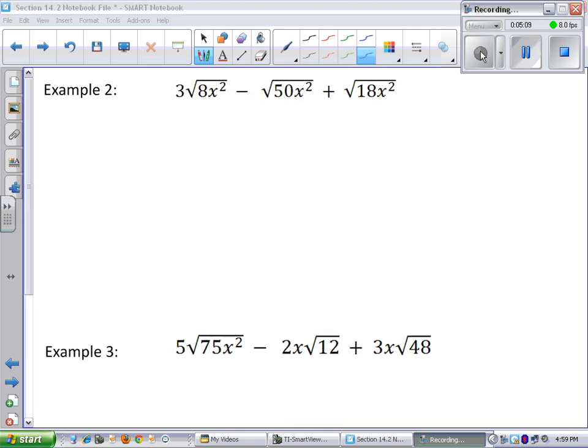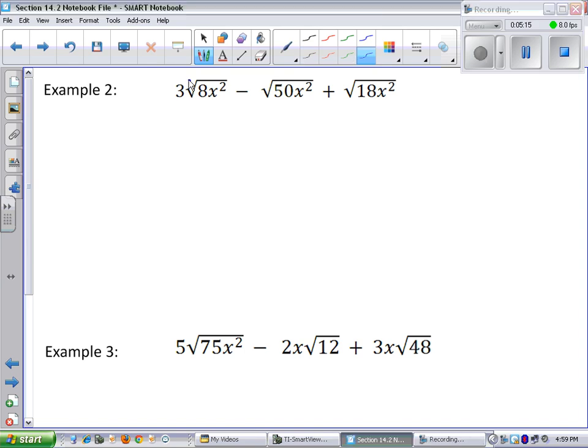Example 2. Now, the square root of x squared, the square root of x squared, and the square root of x squared. Anytime I have the square root of x squared, 2 goes into 2 evenly, and it will come out and become x. So I think I'll just take care of that right off the bat.